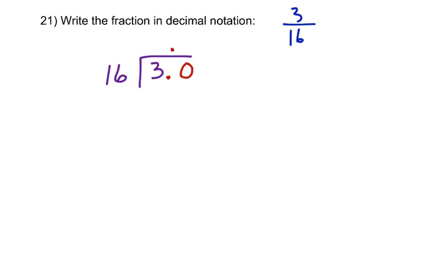Now, how many times can 16 go into 30? Well, one time would be 16, two times would be 32, and I know that that's too big, so it's going to go in 1 time. 16 times 1 is 16. We go ahead now and subtract and get 14.